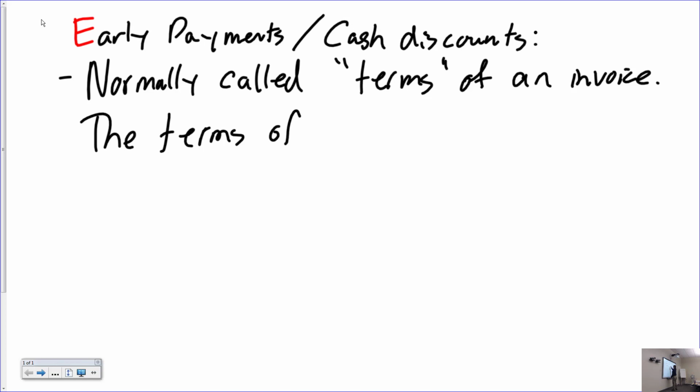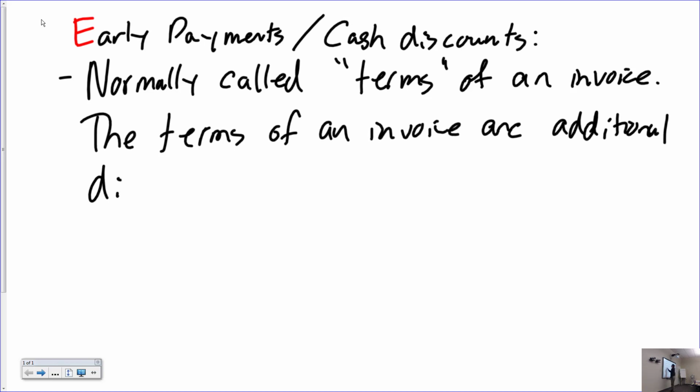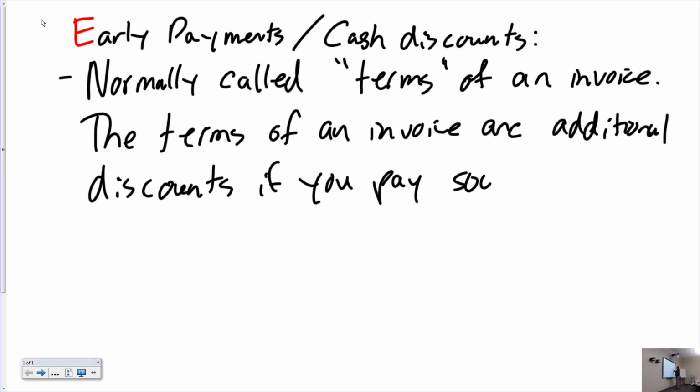The terms of an invoice are additional discounts if you pay soon. That's pretty much all there is to it, okay? And it's incentive. And a lot of businesses actually count on that early payment discount to be the profit margin that keeps them open. Okay? I mean, it literally can be the difference between a business staying open and a business having to close, right? It's the fact that they can get a 1% discount if they pay within the first 5 to 10 days, okay? Something along those lines.